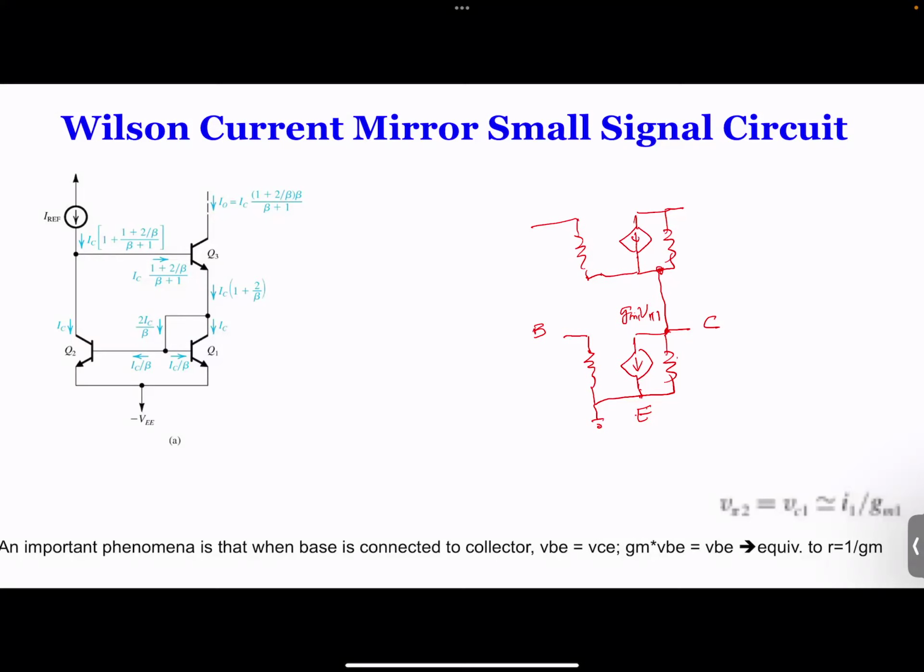Now let's look at what happens to the base of Q1. The base of Q1 is connected to the base of Q2, which means we need to draw the equivalent circuit of Q2. Now remember, because their bases are connected, the circuit is drawn flipped.